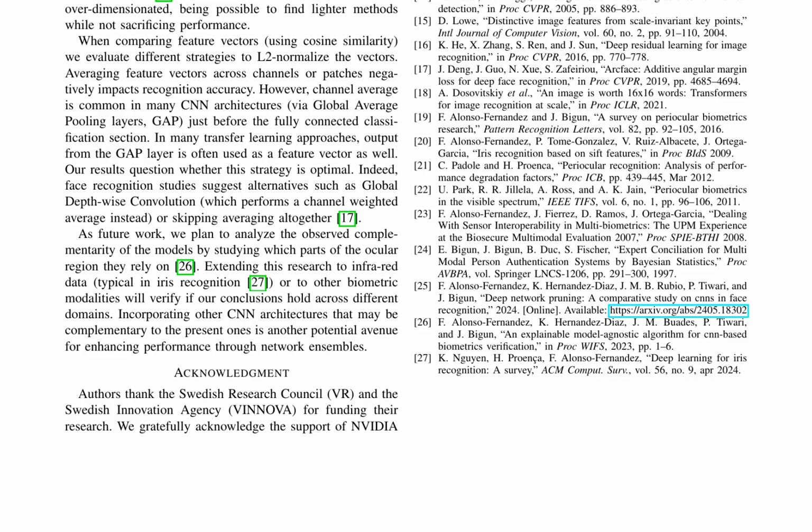The results of this study have significant implications for periocular biometrics, highlighting the effectiveness of using pre-trained CNNs and ViTs as feature extraction methods and the importance of considering the complementarity between different models. The findings also underscore the need for further research into the optimal use of pre-trained models and the potential benefits of incorporating traditional features and other CNN architectures.